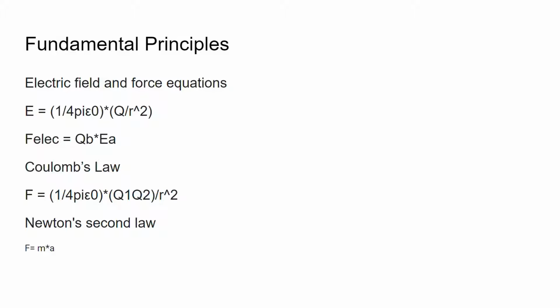So first we need the fundamental principles for this lab, and that would be the electric field and force equations. The first one is the electric field equals 1/4 pi epsilon naught times the charge of the particle divided by r squared. The second one is the force on the electron equals the charge of the particle times the electric field of the other particle. And then we need Coulomb's law, which is force equals 1/4 pi epsilon naught times the charge of the first particle, times the charge of the other particle, divided by r squared. And then finally we have Newton's second law, which is force equals mass times acceleration.